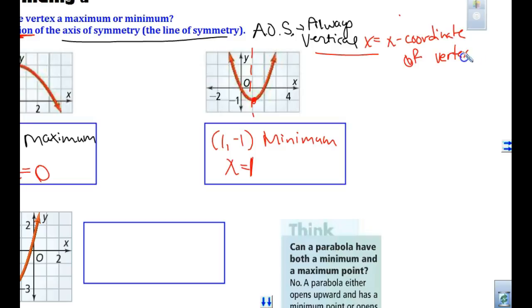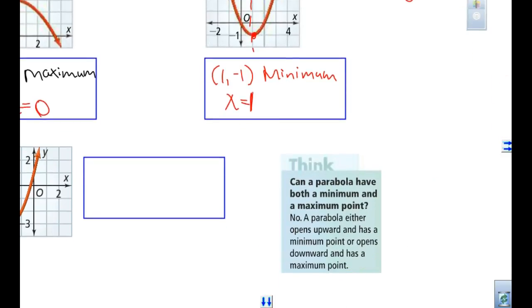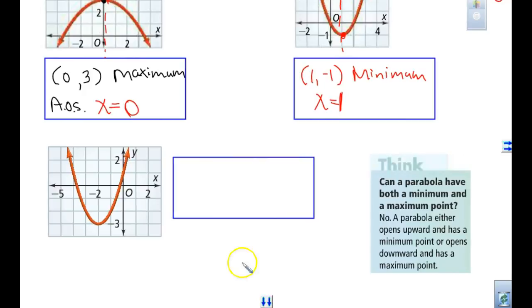I would like you to try that last one. And as it says in this note, can a parabola have both a minimum and a maximum? No. A parabola either opens upward and has a minimum point, or it has a maximum and opens downward. So in this last one, if you have not done so already, be ready if I call on you to tell me your vertex, maximum or minimum, and axis of symmetry.